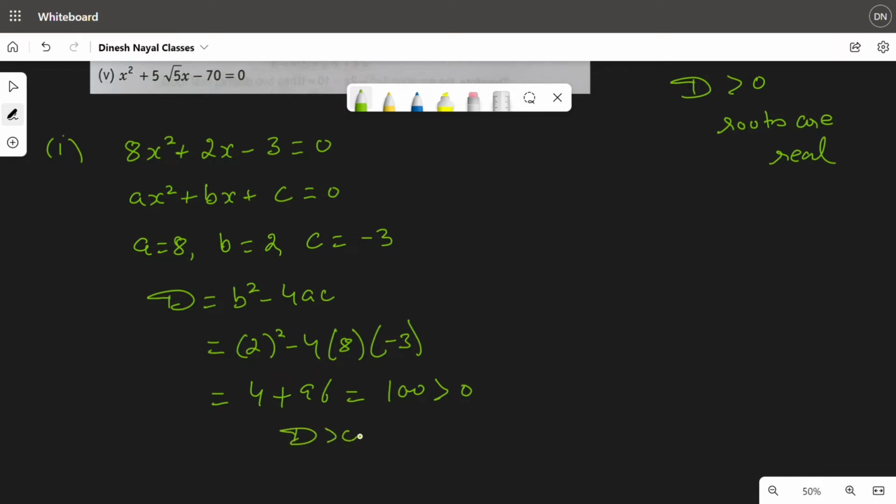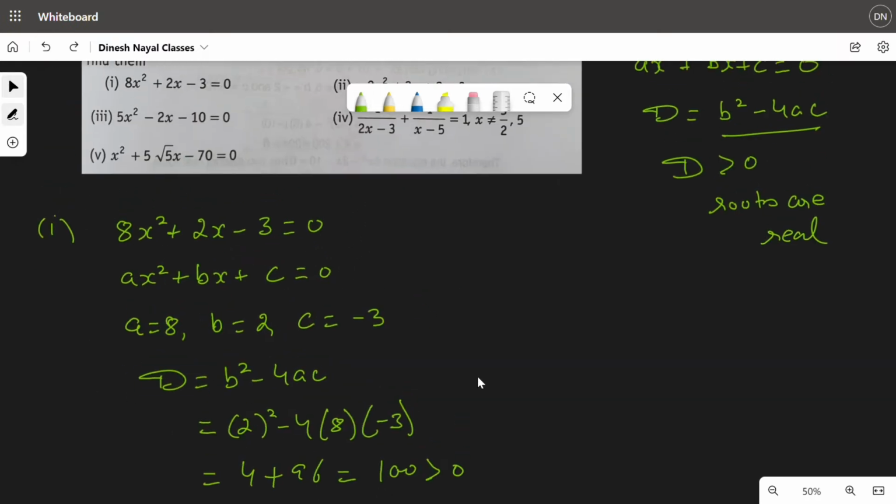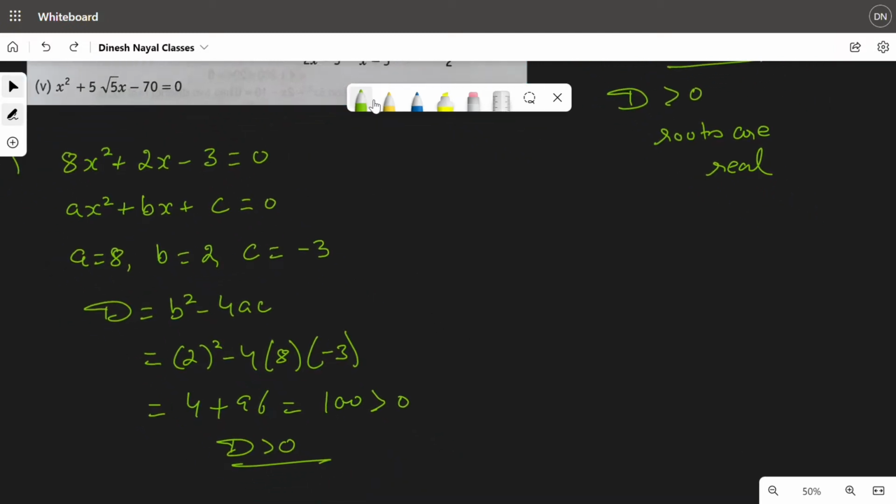So D is greater than 0, that means the discriminant is greater than 0, and this equation has real roots. Now to find them, we apply the quadratic formula: x equals minus b plus minus under root of b square minus 4ac, which is D only, so root D by 2a.